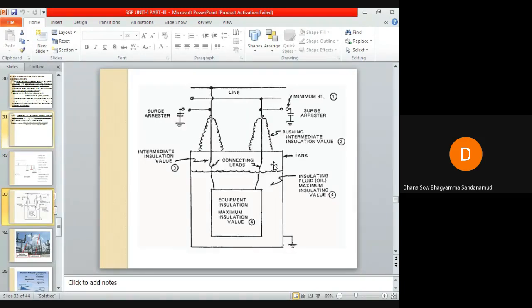Okay, so I had told you that the equipment will have its own insulation. Proper insulation will be provided to the equipment to withstand the overvoltages. Okay, so you can see this is a transformer. Bushings are there, and it is filled with transformer oil.